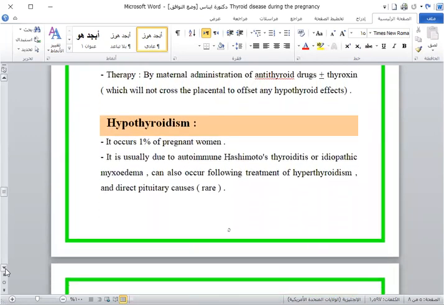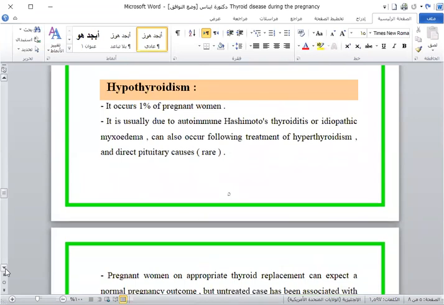What about the other subject in this lecture? It is hypothyroidism. قبل أن خلاص عندكم سؤال عن الهايبرثيرويديزم؟ أكو سؤال؟ إن شاء الله. الهايبوثايرويديزم, it occurs in 1% of pregnant women. يعتبر نسبة عالية. It is usually due to autoimmune Hashimoto's thyroiditis or idiopathic. Can also occur following treatment of hyperthyroidism and direct pituitary causes, which is very rare. إذن أول عرفنا البرسنتج، نعرف شنو الأندرلاين كوز أوف هايبوثايروزم. الكومن كوز هو الأوتو أميون اللي يسمونه هاشيماتوس ثايرويدايتس أو إيديوباتيك وان.